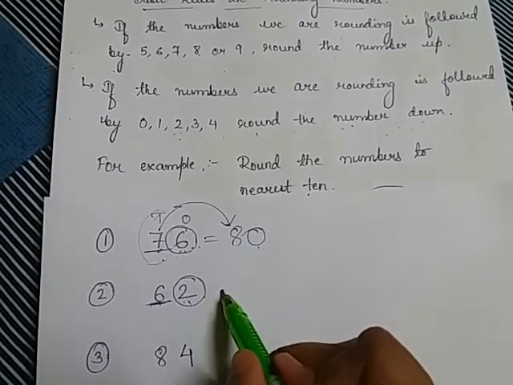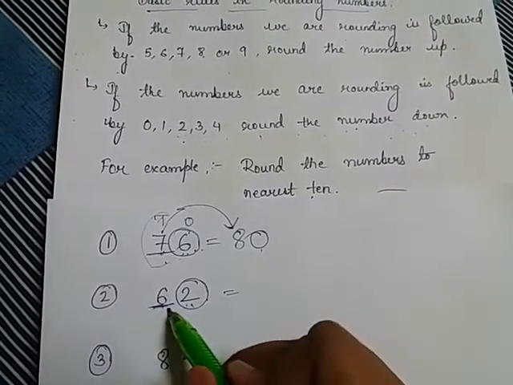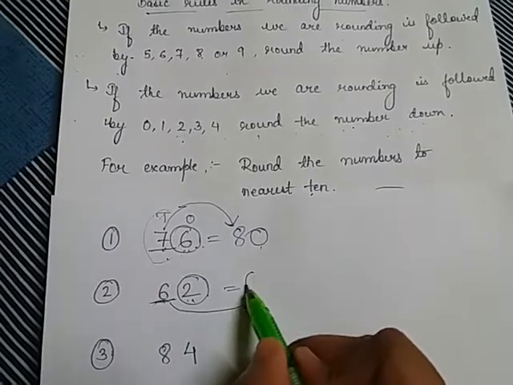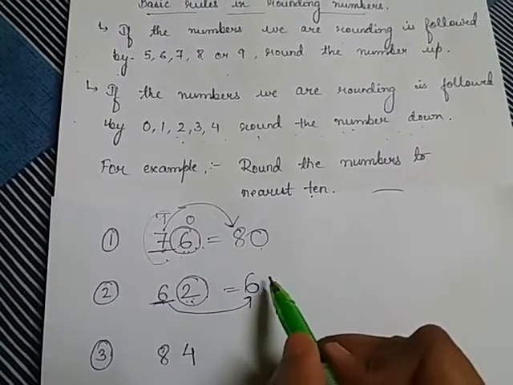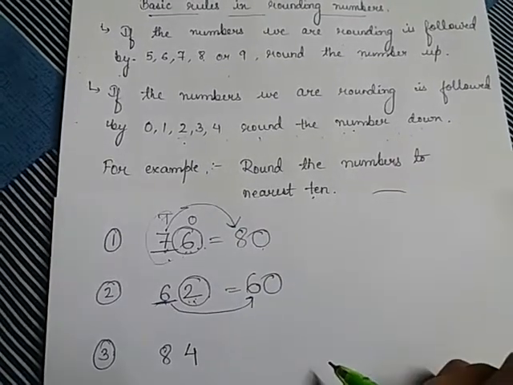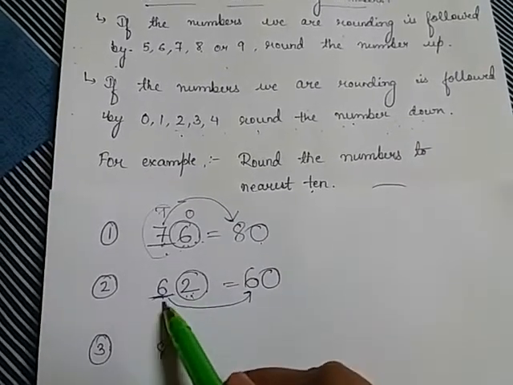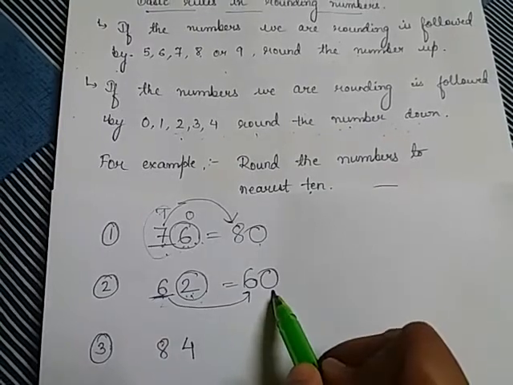In this case, when we round the number down, we keep the number same, and automatically, as I said, the ones digit will become 0. So the round off of 62 is 60.